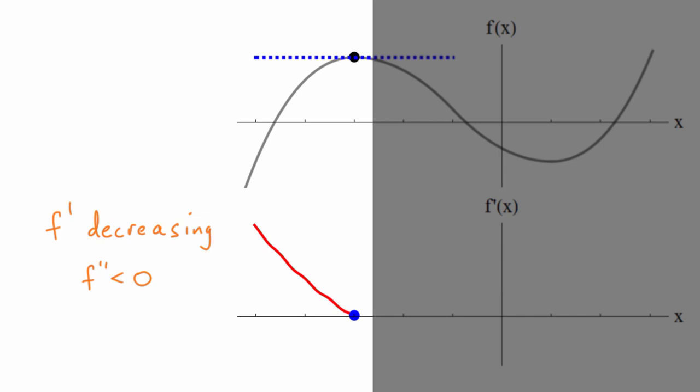The tangent lines change, they evolve, they turn as we go from here to here. And it's this turning that makes f double prime negative. So you can think of the second derivative as in some way measuring the turning of the graph of f. And that's a really useful concept.